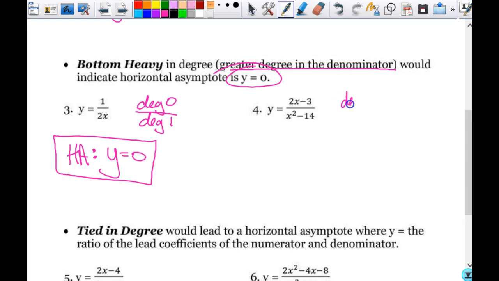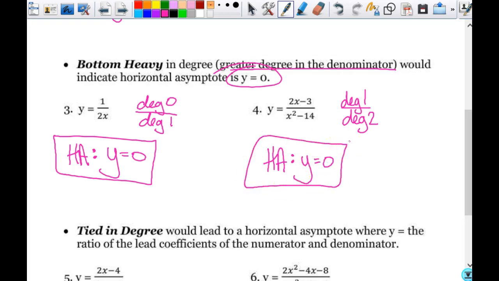Here I have a degree of 1 over a degree of 2. So I don't have any calculations to do either. It's bottom heavy, so my horizontal asymptote is y equals 0. Everybody good with that?